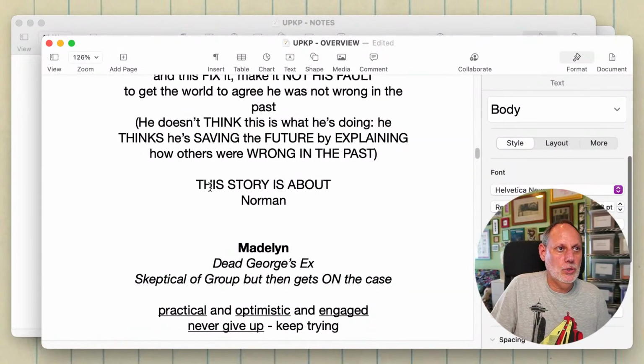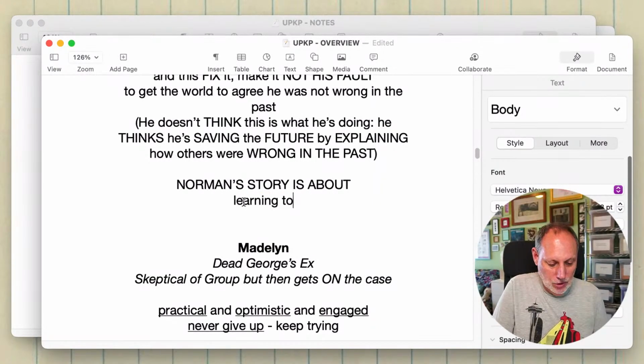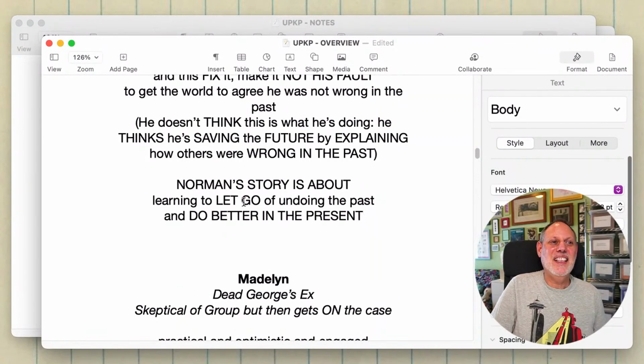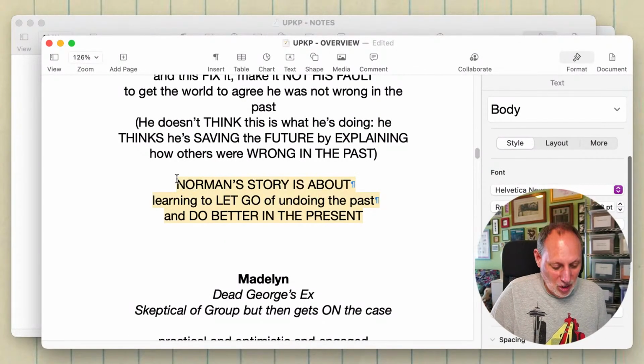Norman's story, not this whole story. Norman's story is about learning to let go of undoing the past and do better in the present. That is the whole thing.